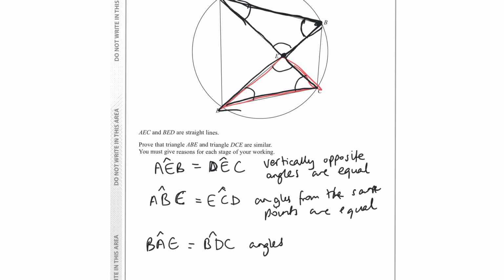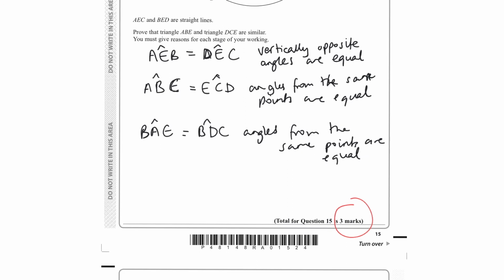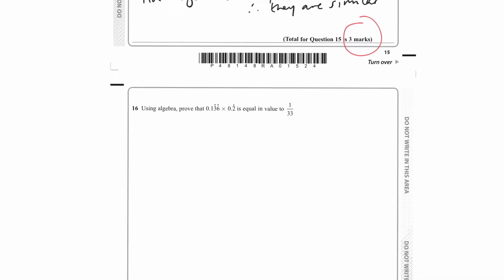So angles from the same point, so basically the same as the one above, are equal. So because of these 3 proofs, because remember it's 3 marks, therefore we can say that all angles are equal. So because all the angles on the triangle are equal, therefore they are similar. Okay, so then let's have a look at question 16.